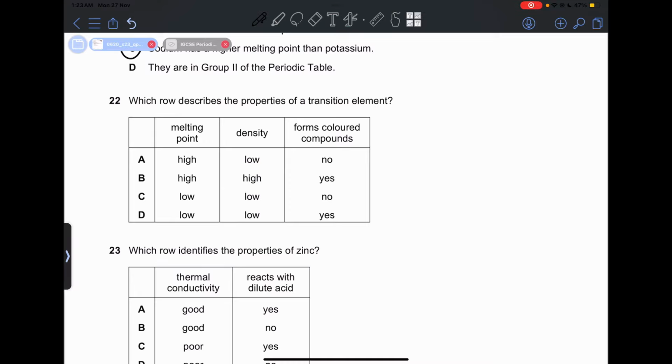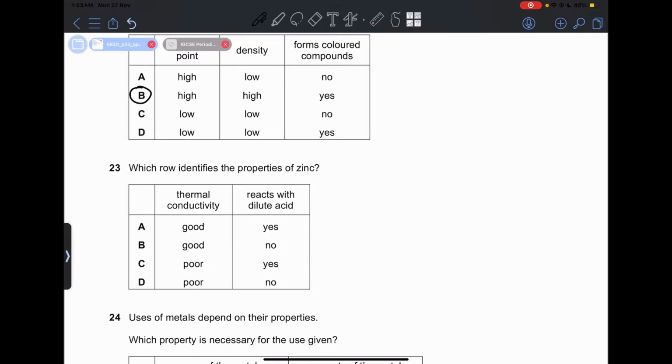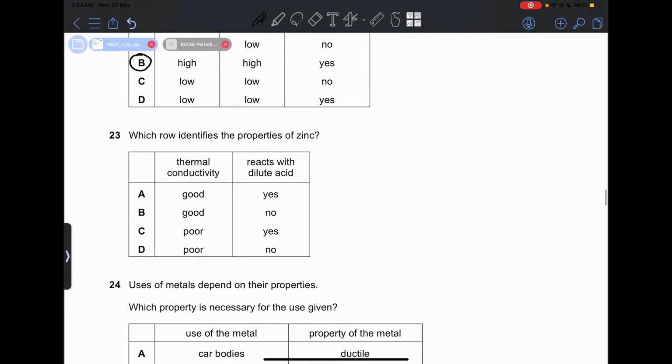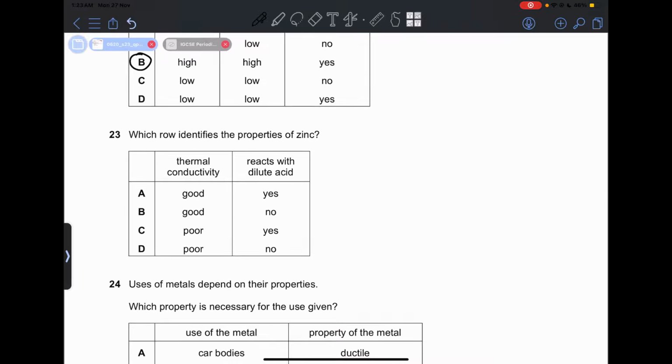This is actually incorrect because it has a high density and its transition elements form colored compounds. So our answer is going to be B. 23. Which row identifies the properties of zinc? We know that zinc is actually a transition element. It has good thermal conductivity, and it also reacts with dilute acids. So our answer is going to be A.